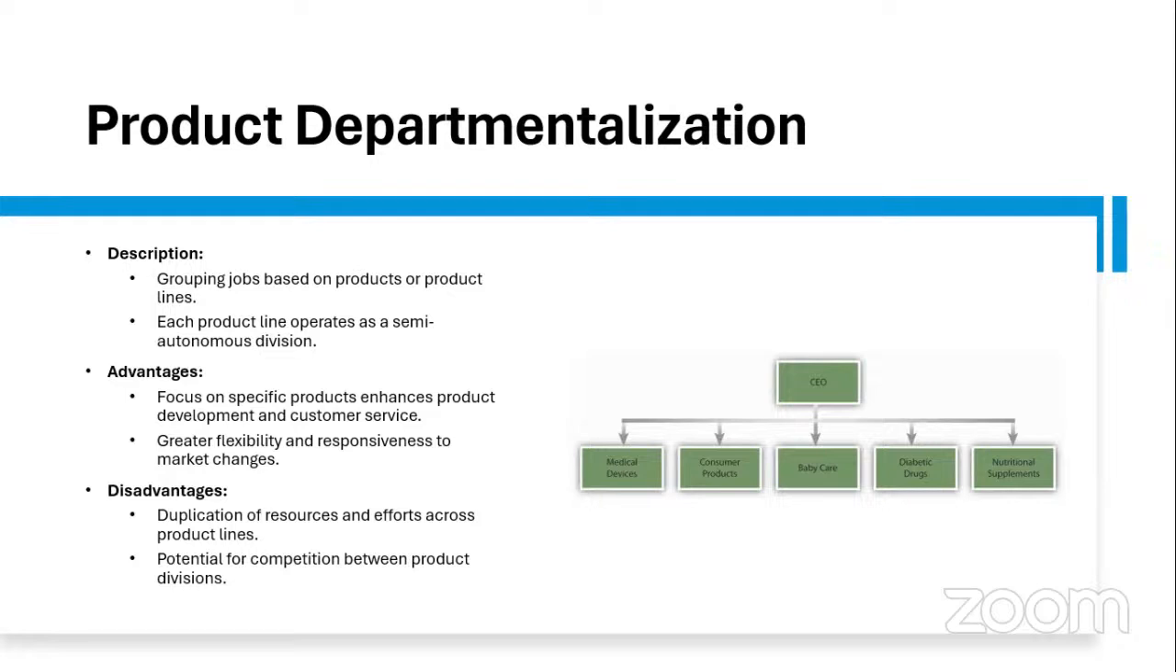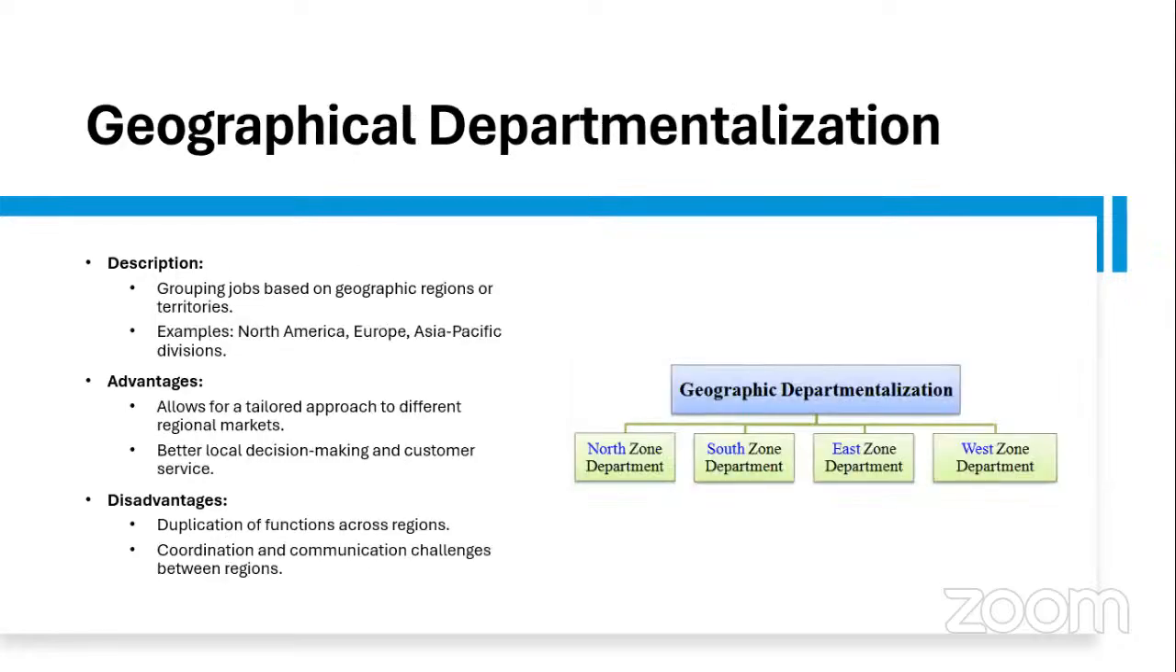All right. By the way, that's called product departmentalization. Then you have the geographical departmentalization. Those that are grouping their jobs based on geographical regions or territories. Example, North America, Europe, Asia, Pacific divisions, like we have in Nigeria, Northeast, Northwest, North Central, Southeast, Southwest, South, and Middle Belt. So an organization can be structured in such a way that instead of their divisions being by product, or by functional department, their division can be on the basis of location. Where are they located? So Southeast, Southwest.